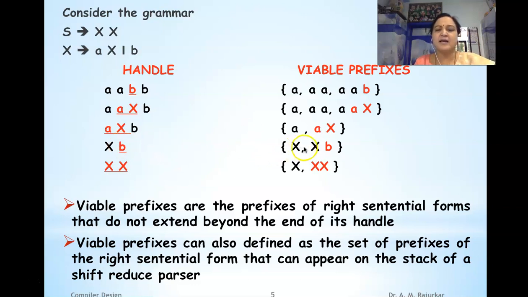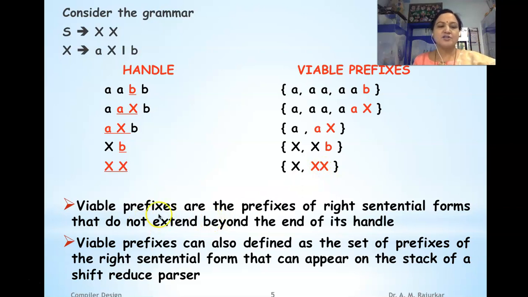Then in XB, X can be a viable prefix, then XB also can be a viable prefix, where B, the top of the stack, is a handle. Then finally XX: the first X is a viable prefix and XX is also a viable prefix. Here XX is a handle which can be reduced by the start symbol of the grammar, that is S.